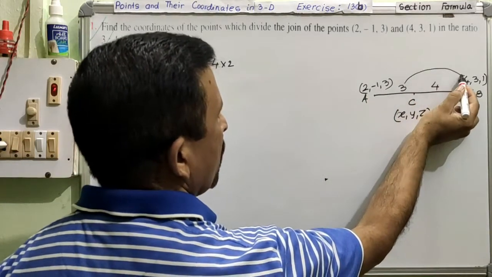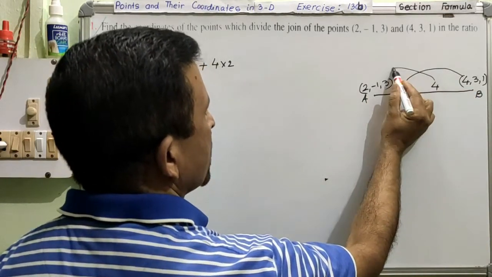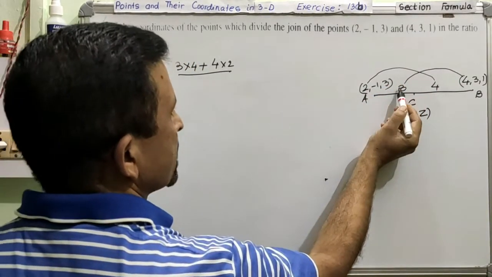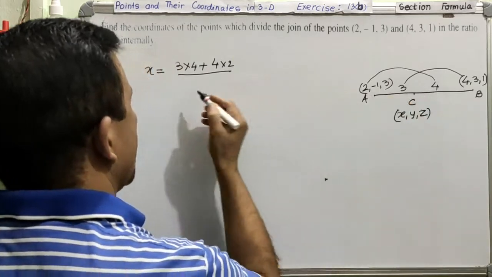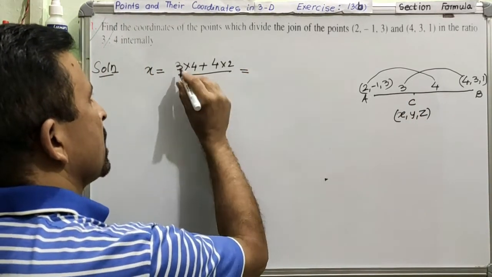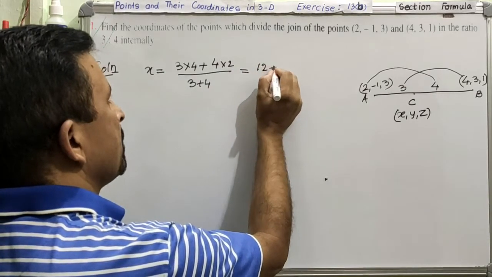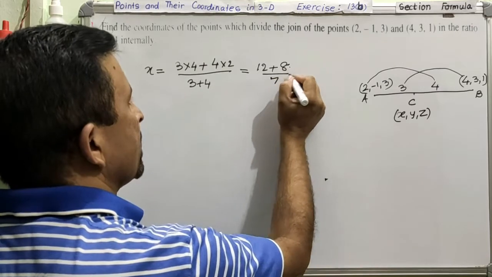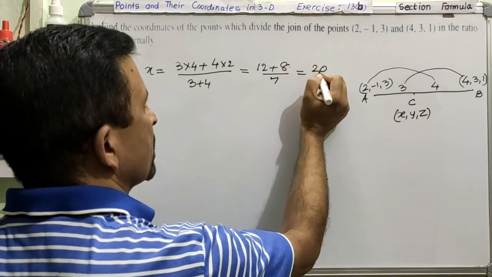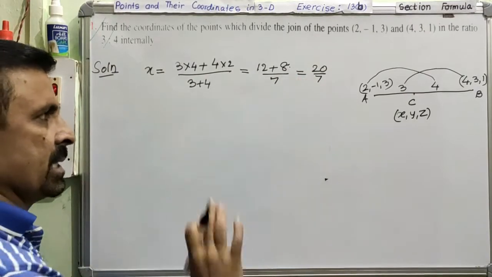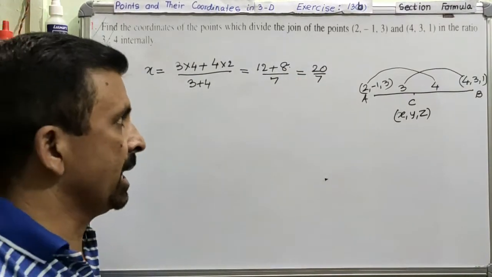3 into 4 plus 4 into 2, divided by the sum of the ratio, 3 plus 4, that is m plus n. So 3 4s are 12 plus 4 2s are 8, divided by 7. This is equal to 20 over 7. And now this is your answer. This is the final answer because it is in the lowest form. It cannot be reduced anymore.